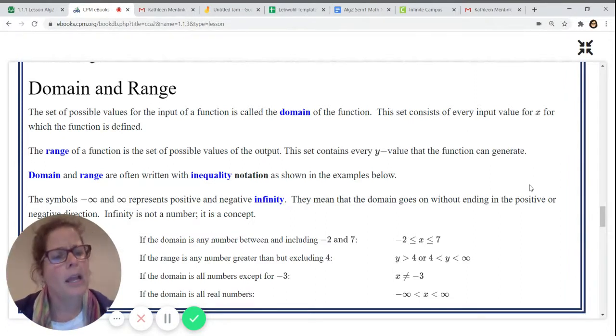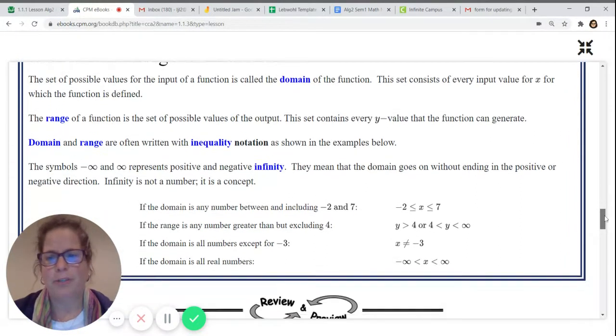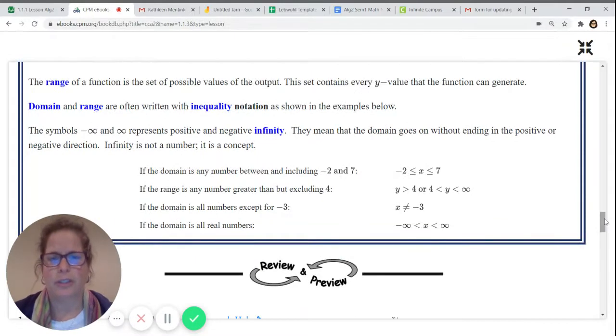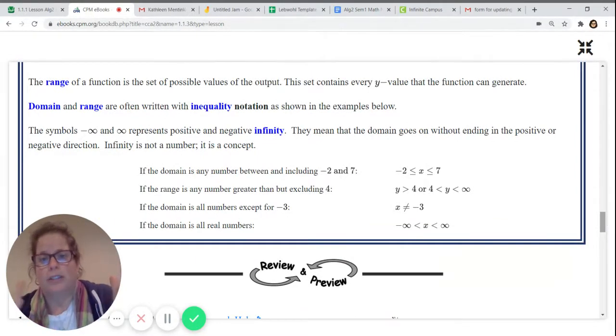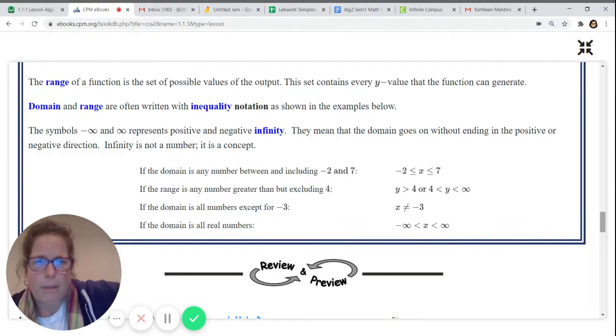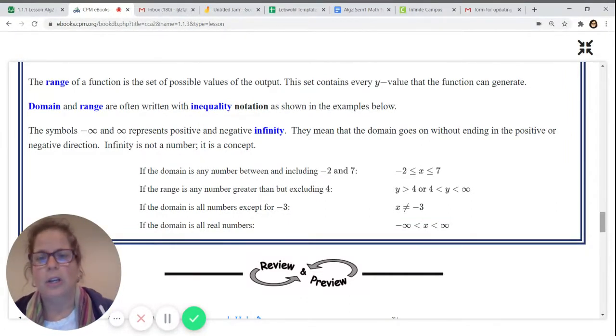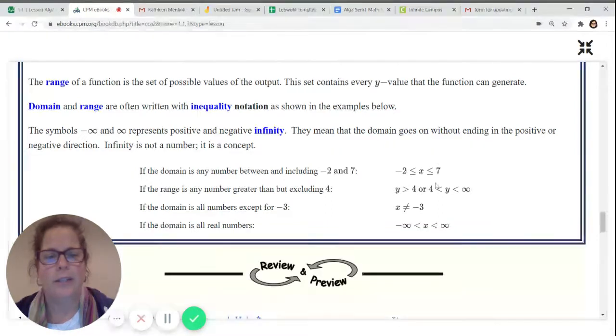Now, most often when we're describing domain and range, rather than just a list of possible values, we want to describe a spread, right? A starting value all the way up through an ending value. So we use this inequality notation like we have here.